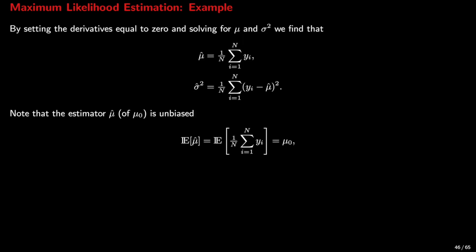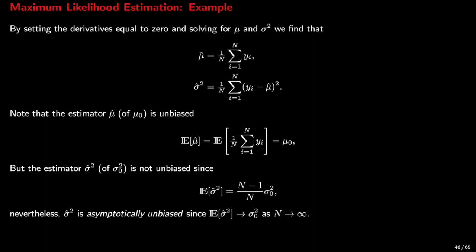Note that the estimator mu hat, which is an estimator of mu naught, is unbiased. Indeed, the expected value of the estimator is exactly equal to the true value. On the other hand, the estimator sigma hat squared is not unbiased. The expected value of sigma hat squared is (n minus 1)/n times the true value. You can show this as an exercise. Nevertheless, the estimator is asymptotically unbiased, which means that although the bias is not equal to 0, it converges to 0 as the number of measurements goes to infinity.